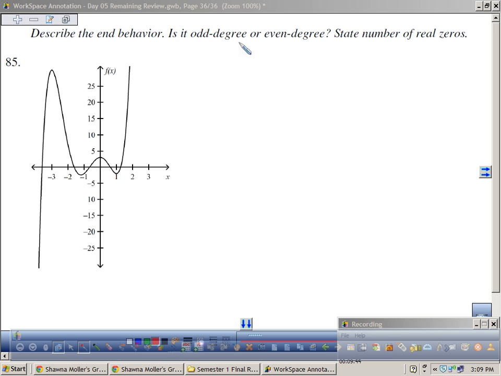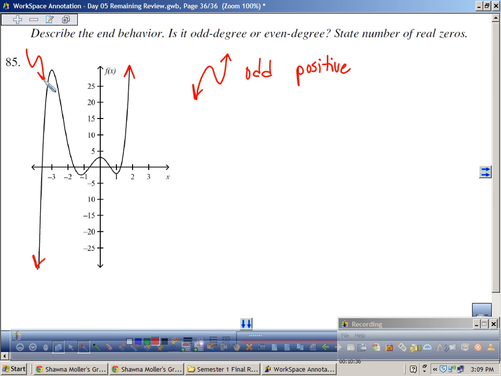Describe the end behavior. Is it odd or is it even? And state the number of zeros. It's odd. How do we know it's odd? Because it goes one up, one down. That's what makes it odd. I know it doesn't ask, is it positive or negative? It's positive. Why do we know that? Going up in the positive direction, right? This one's going negative. If it was negative, it would start on this side and go that way, right?